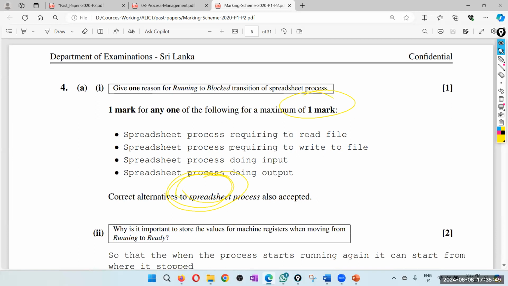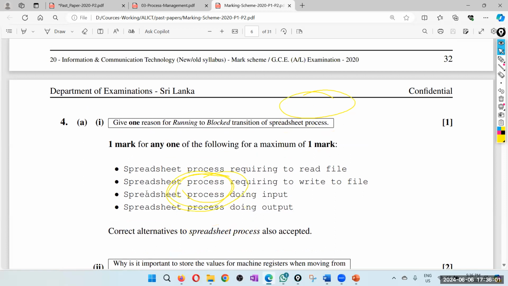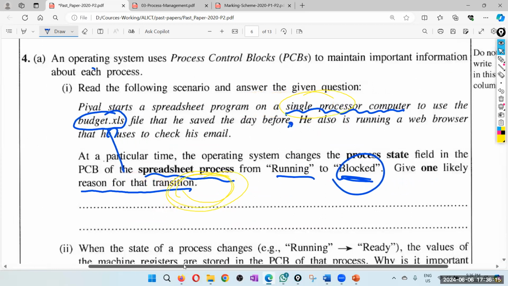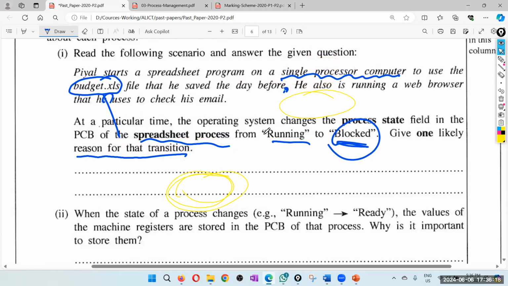So until this is done, there's nothing to process. So that is why it takes it from running to the block state, right? Correct alternatives to spreadsheet process are also accepted. So that means something like this, or something very specific which has one of these four features, is taken as the answer. Okay, right. So any questions about that? Simply check whether you know the process transitions and the reasons.